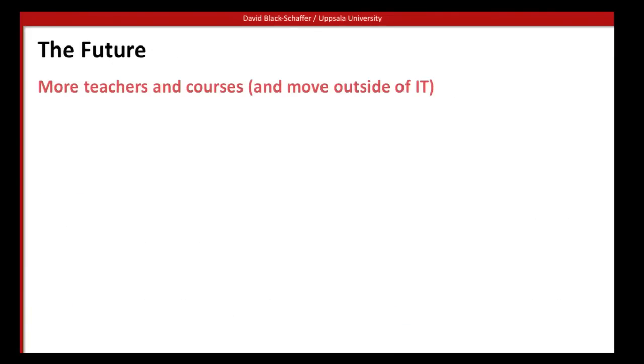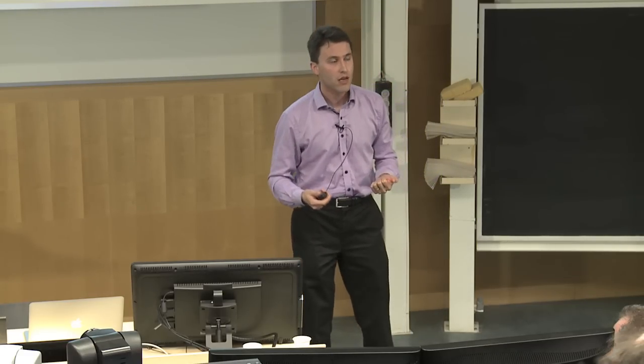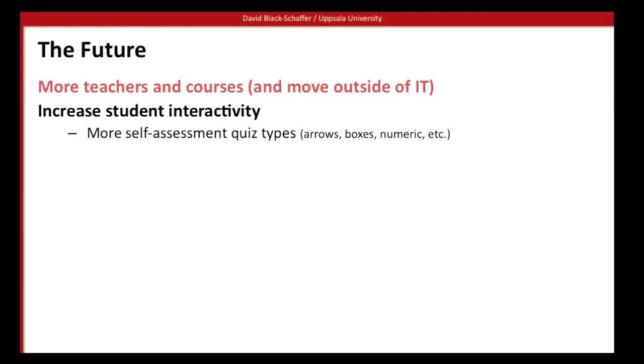All right, so where do I want to move forwards with this? I want to get more teachers and more courses, and particularly move out of IT. So starting this fall, I think we have 7 new courses at Uppsala that are going to be run this way, and 3 or 4 at KTH that are going to be taught this way. So that's going to be great to learn what those teachers need. I want to increase student activity, more types of self-assessment quizzes. I showed you some of these: arrows, boxes, ordering things.